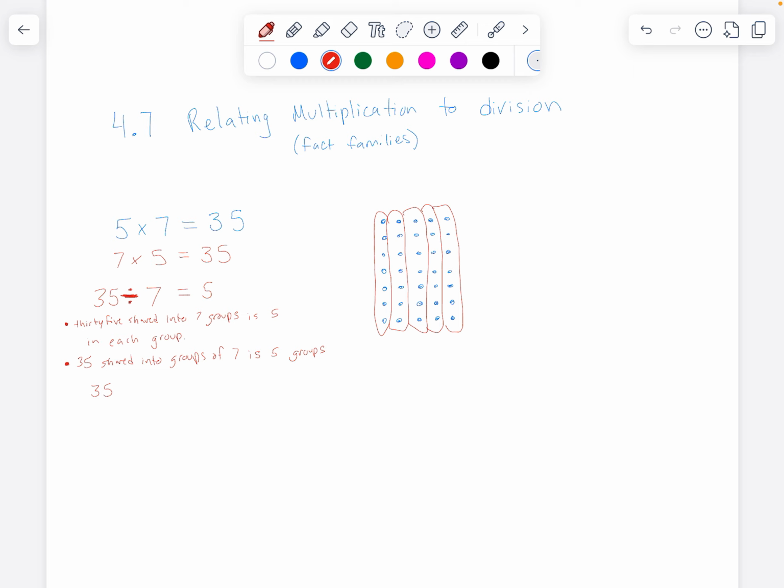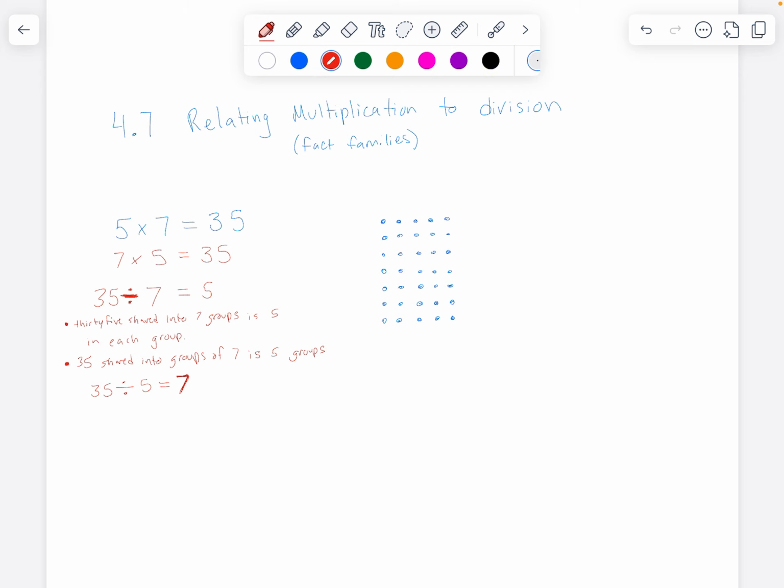Similarly, we could write our fourth fact family by thinking about it this way. We could say 35 shared into 5 groups. See, 1, 2, 3, 4, 5 groups. If I share 35 into 5 groups, okay, there will be 7 in each group. 7, 7, 7, 7, 7. Right? But I could also think about this the other way. That's the tricky thing with division. The situation matters. So when we get to word problems, the situation is going to matter.